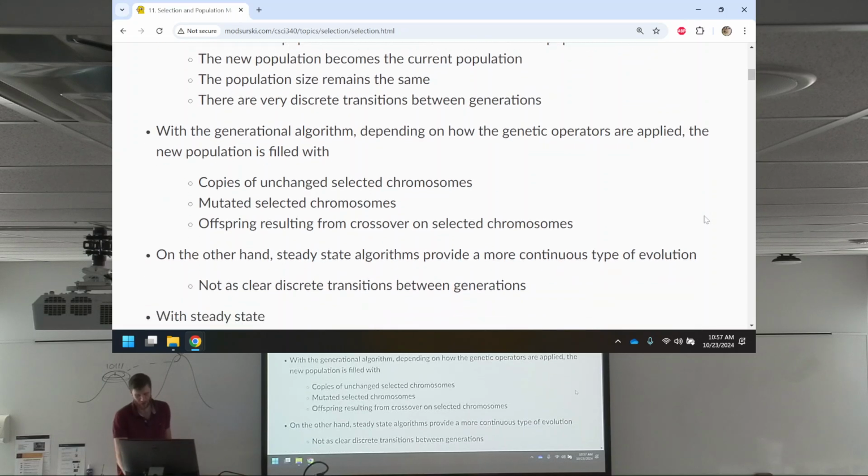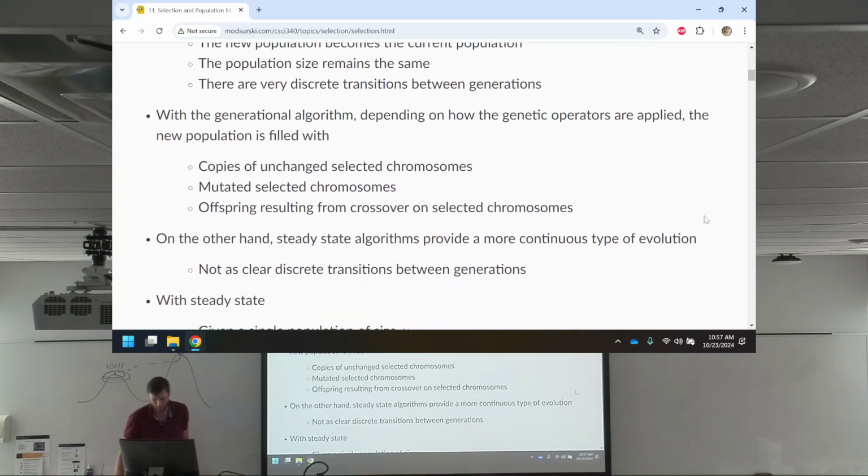With the generational algorithm, depending on how the genetic operators are applied, the new population is filled with copies of unchanged selected chromosomes, mutated selected chromosomes, and offspring resulting from crossover on selected chromosomes, and sometimes both, right? Like where you've got ones that were crossover and mutated, of course.